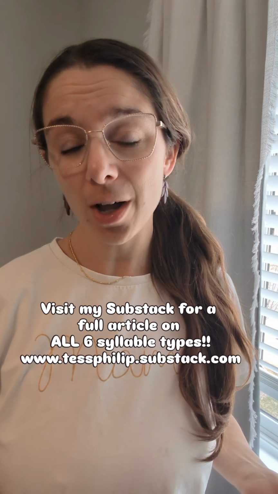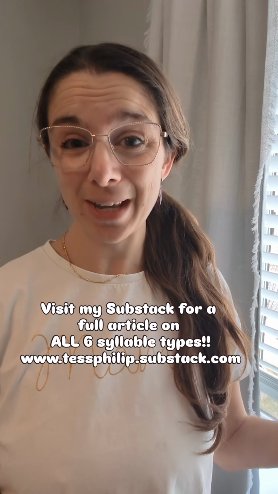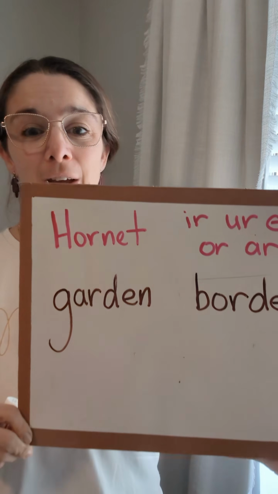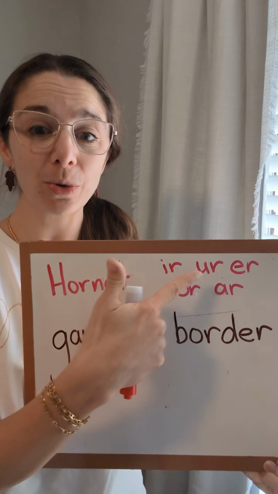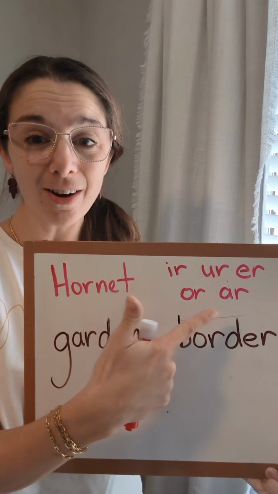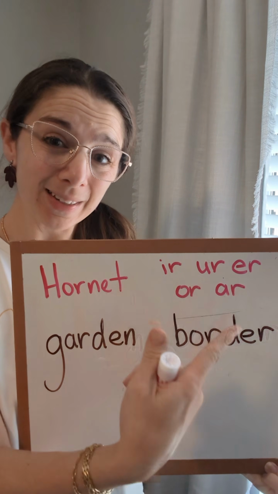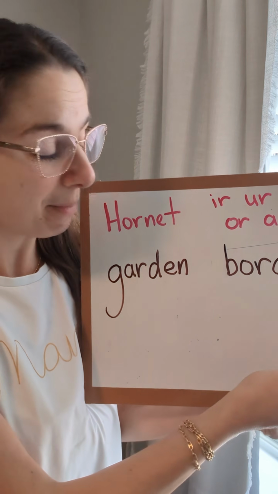If you want a refresher on that syllable type, make sure you head over to my controlled R syllable type video. All right, so let's take a look at a hornet rule. So a hornet rule, again, you're going to teach this after you've taught IR, UR, ER, OR, and AR. Once they know those syllable types, then you can move to this. And it follows the same pattern.